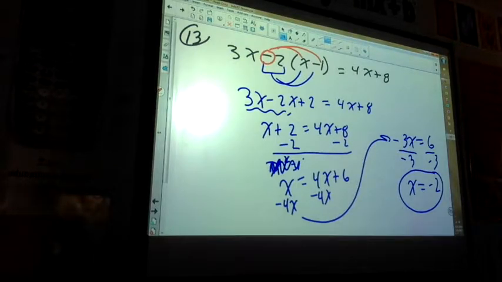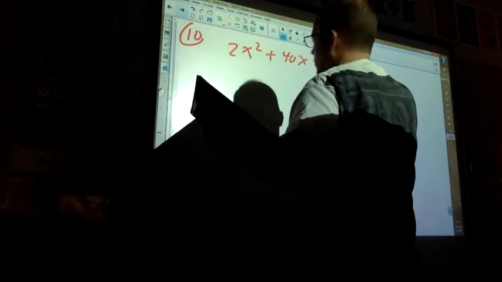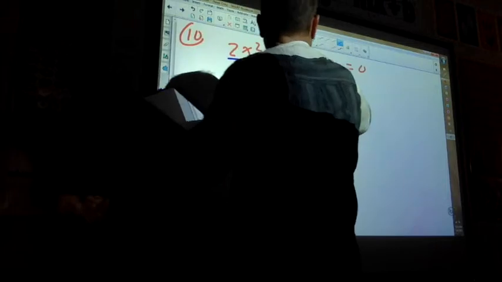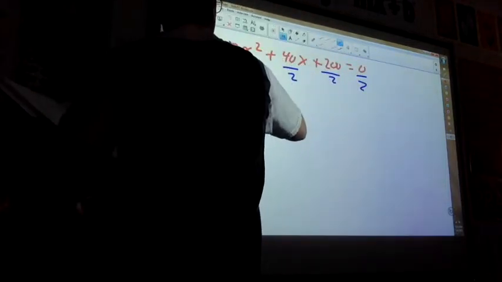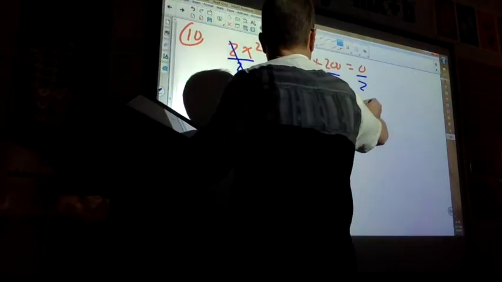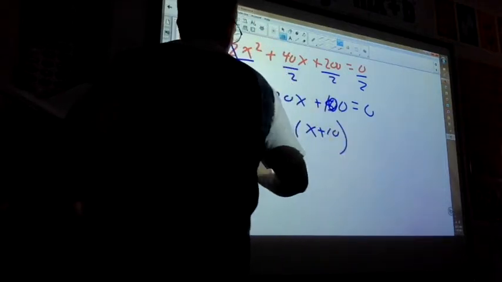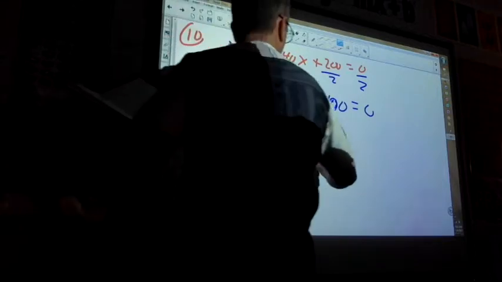Any other questions from the homework? 10? Number 10 appears to have a greatest common factor of what? 2. Right. So if you wanted to, on this one, because you're solving it, you can divide everything by 2. Those cancel. X squared plus 20x plus 100 equals 0. Just do it quick. x plus 10, x plus 10. So x equals negative 10, and x equals negative 10.